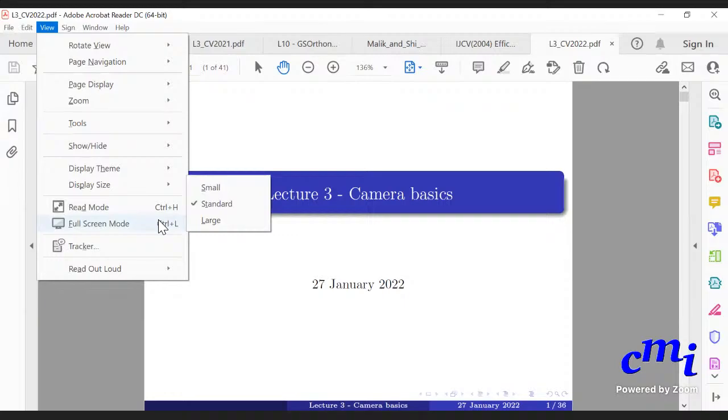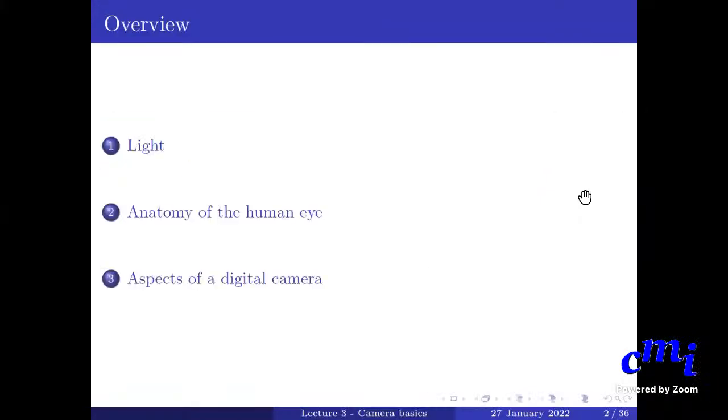So there are a few things that go into making an image, right? Of course, there is light. Without light, there is no image. We want to briefly understand the anatomy of the human eye. A lot of advances in computer vision have happened due to the understanding of how the human vision system works. There have always been inputs from neuroscience, and so it is useful to know how the human eye works.